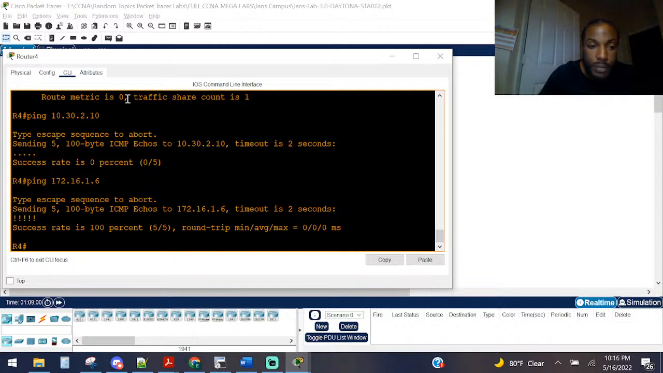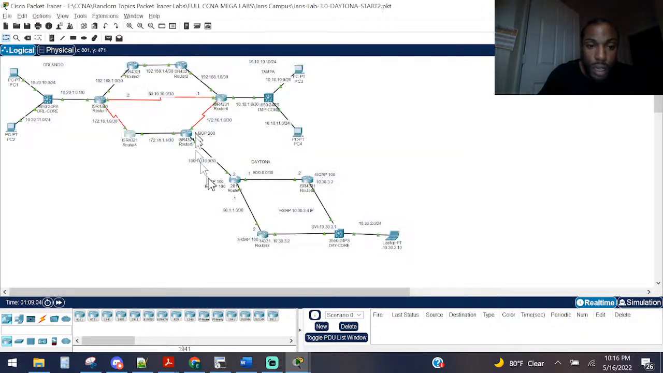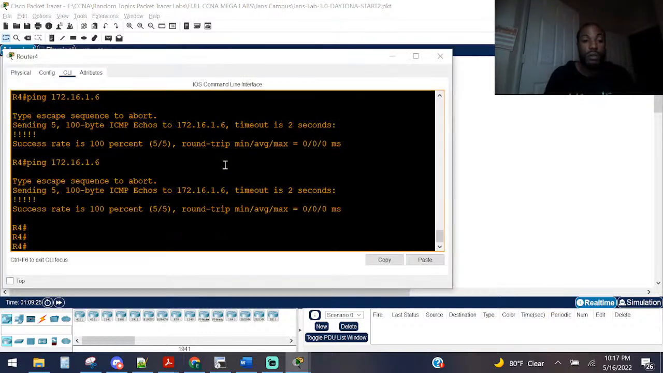What are we missing here? He can ping his next hop, but he can't ping. Let's see if he can. Let's just keep trying to ping going this way. It's possible that he needs to redistribute these BGP routes into static. That's possible. This BGP route, he probably needs to go this way and redistribute them. But let's see. I don't think so though. I don't think that's the issue.